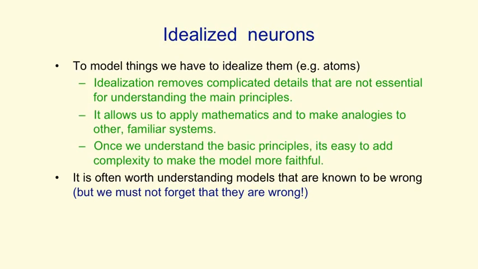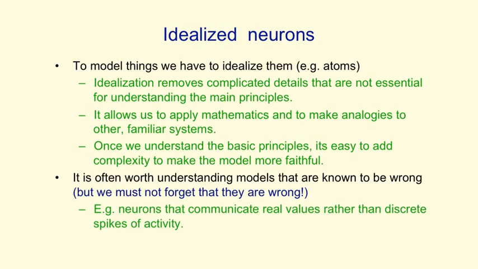Of course, we have to be careful when we idealize something not to remove the thing that's giving it its main properties. It's often worth understanding models that are known to be wrong, as long as we don't forget they're wrong. So, for example, a lot of work on neural networks uses neurons that communicate real values rather than discrete spikes of activity. And we know cortical neurons don't behave like that, but it's still worth understanding systems like that, and in practice they can be very useful for machine learning.